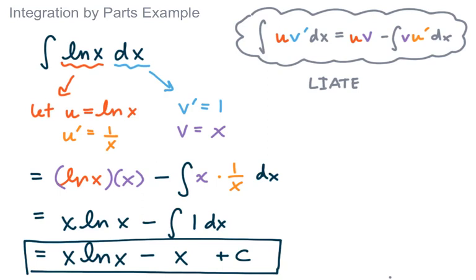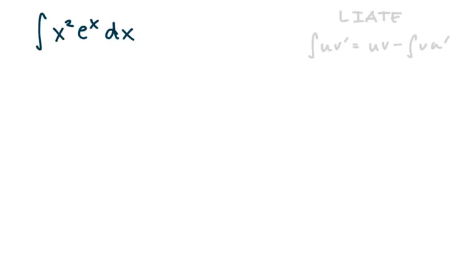Let's look at one more example. Here we have the integral of x squared times e to the x dx, and we're going to use integration by parts to solve this problem. So we have two choices. I have two things that are being multiplied here. I have x squared and e to the x.